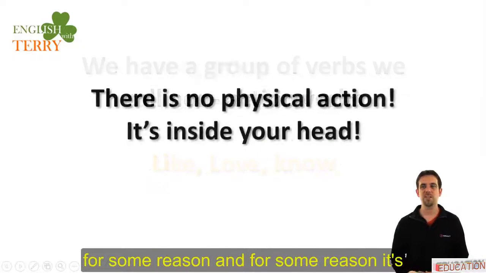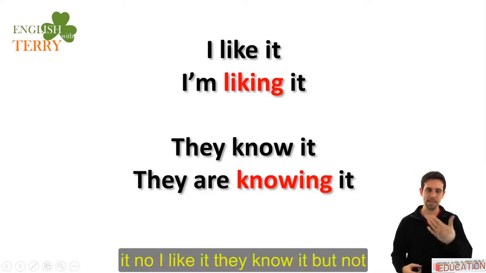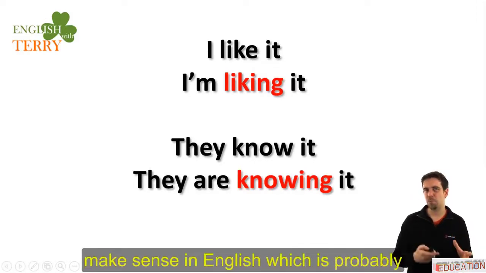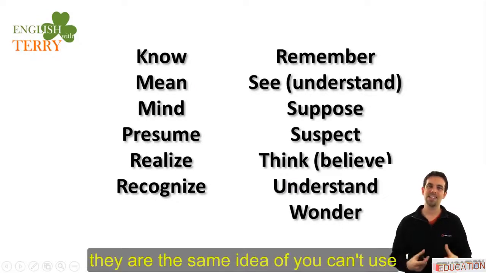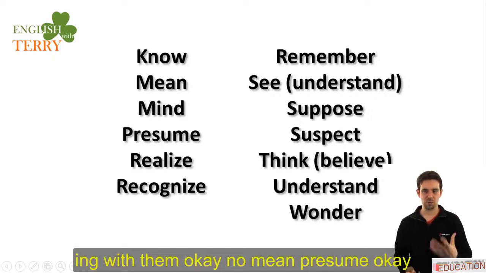And for some reason, it's not possible to say liking. I am liking it. No, it's I like it. They know it. But it's not possible to say they are knowing it. It doesn't make sense in English, which is probably different from your language. Here are some more verbs that you can look at, and they are the same idea of you can't use ing with them, okay? Know, mean, presume, okay?